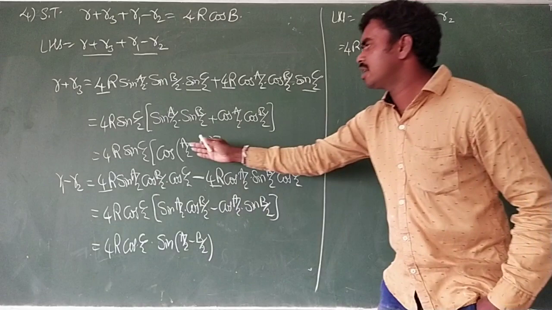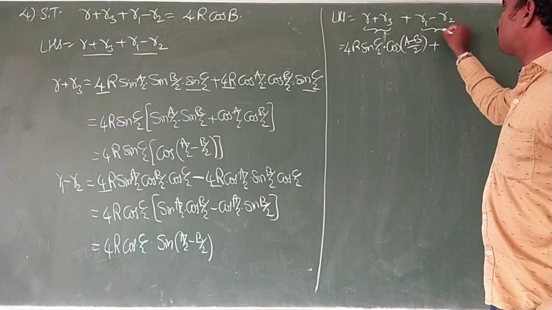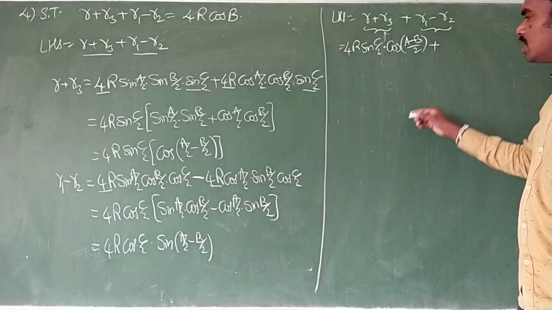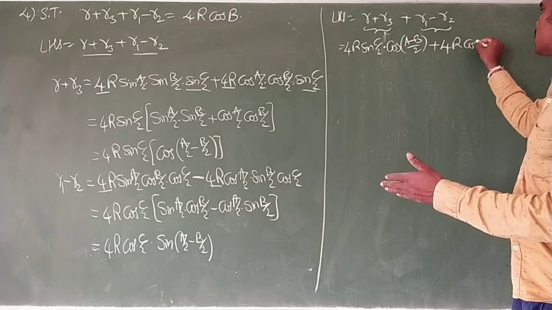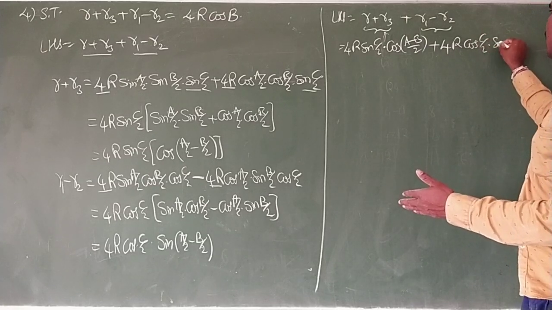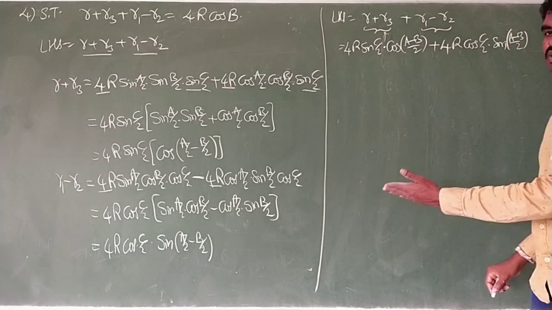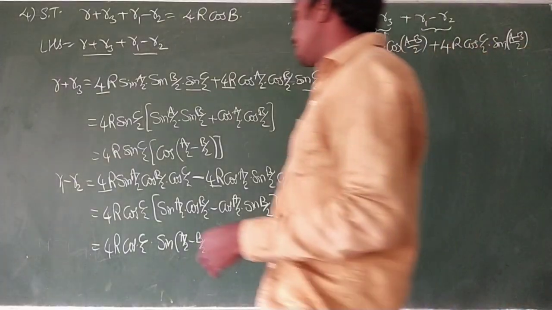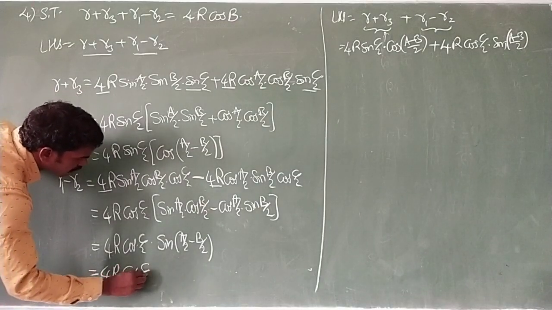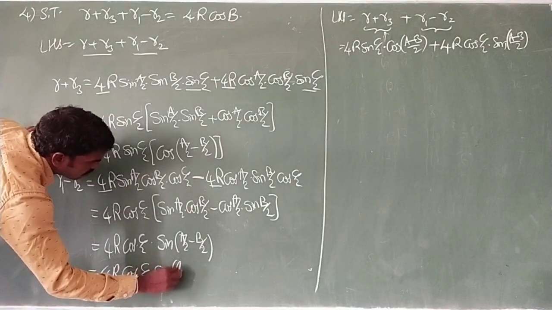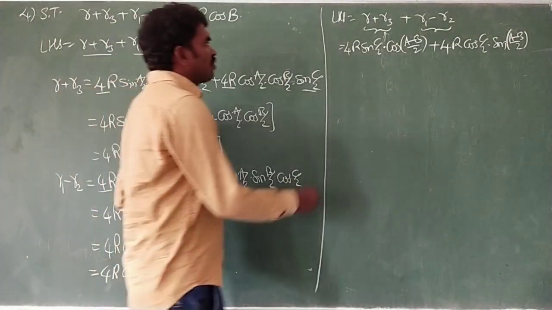Directly I am writing a by 2 minus b by 2, which means directly (a minus b) by 2. And plus, what is r1 minus r2? See, in the bottom, that is 4 capital R cos c by 2 into sin of (a minus b) by 2. Am I right? A by 2 minus b by 2 means, okay, if you are interested, write one more step, no problem: 4r into cos c by 2 into sin of (a minus b) by 2. That's it. Similarly, after that also.